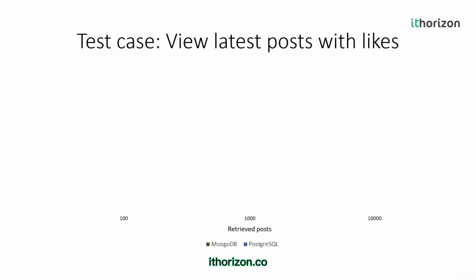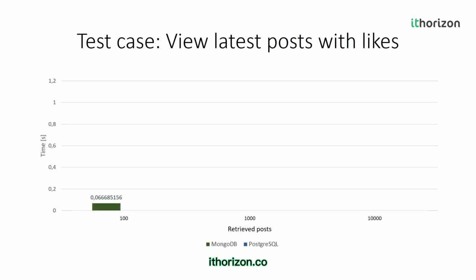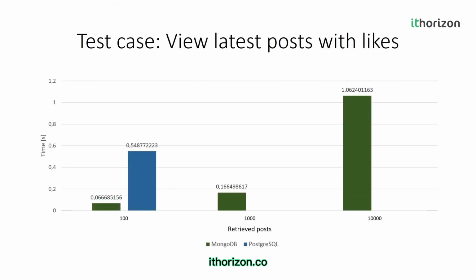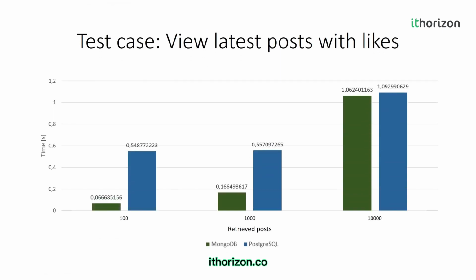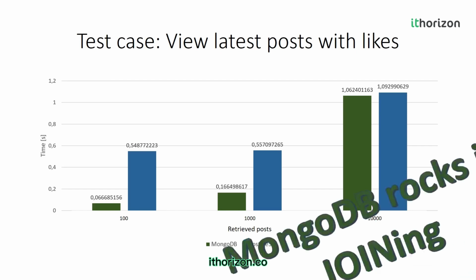But when requesting the latest posts together with the count of how many likes they have, the result is completely different. This time, MongoDB outperformed PostgreSQL. The difference is that MongoDB only needs to count the number of likes in the documents, but PostgreSQL has to join the like post table and perform a count on that. This is exactly the advantage of MongoDB. You can avoid joins with nested documents.